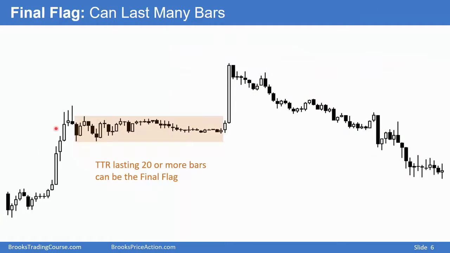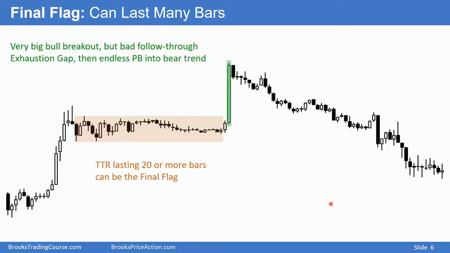We have a bull trend lasting 20 or more bars, and then a tight trading range. A tight trading range late in a bull trend often is the final bull flag, and the breakout often fails and leads to a reversal down. A huge breakout above the tight trading range. Whenever you get the biggest bull bar occurring 20 or more bars into a bull trend, the odds are it'll be an exhaustion gap rather than a measuring gap.